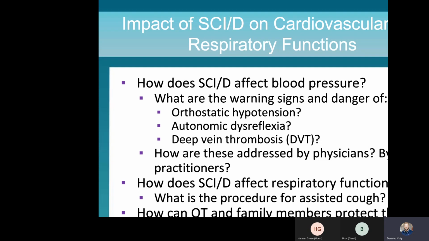Some of the symptoms of autonomic dysreflexia, and I swear I had a patient or a student tell me that she had this, she did not have. You cannot have autonomic dysreflexia if you do not have a spinal cord injury. It's not physically possible. But I had a student who swore up and down she had it. I said, no, you don't. Oh, but I do. She had diarrhea.